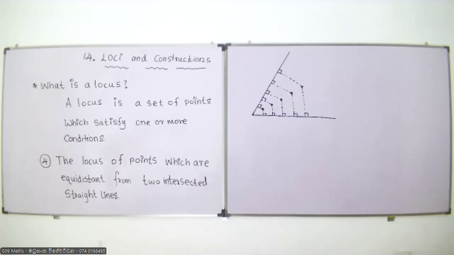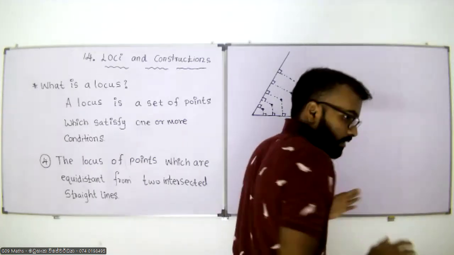Excuse me, sir. Oh, yes. Sir, are constant distance and equidistant the same thing? Yes. Equidistant means equal distance. So it's saying constant. The distance should be constant, right? So I will explain.